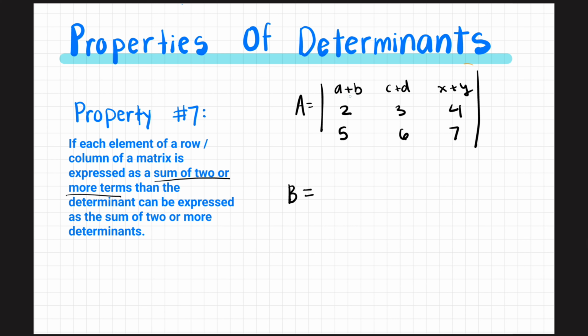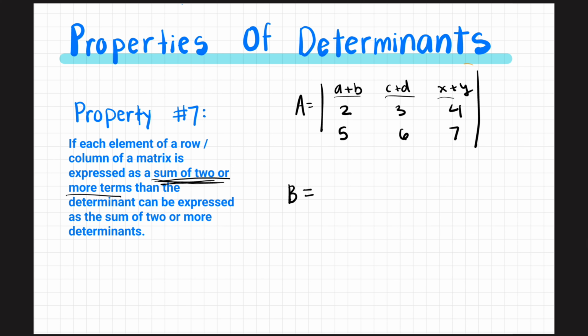I just find 3 by 3 more simpler and easier to wrap your head around. So we have A, and we see that the first column is actually a sum of 2 terms, and that is what we need, a sum of 2 or more terms. I just did 2 terms for simplicity's sake. So we have A plus B, C plus D, X plus Y.